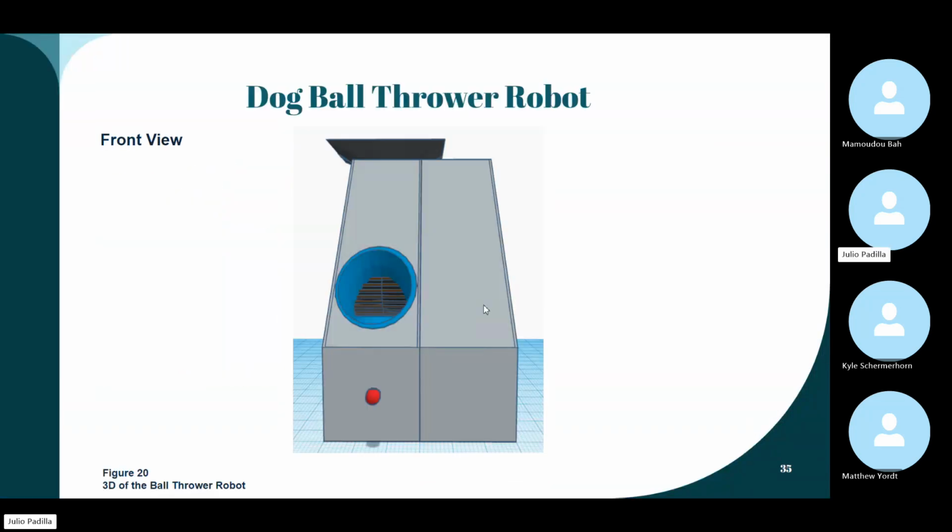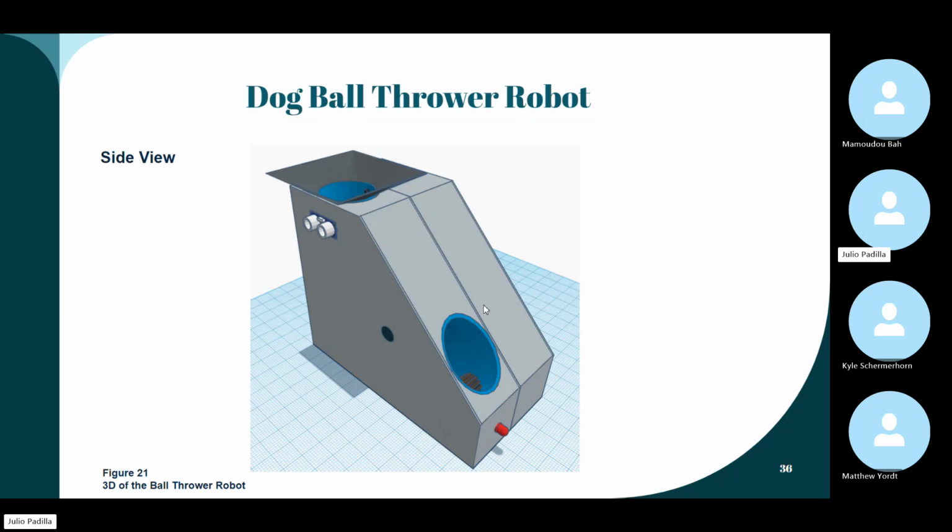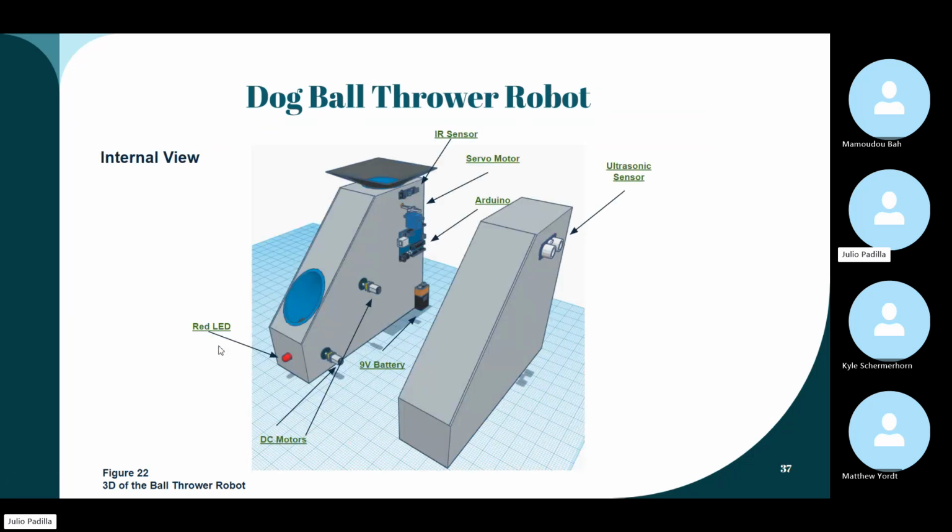Here's the top view again. Here's the front view. Here is the side view. And here's an internal view with labeling of all the components.